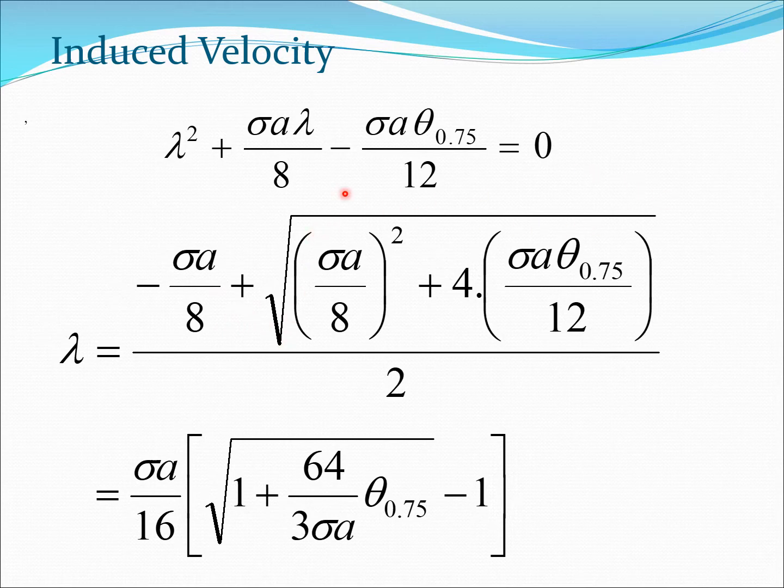So this quantity which is inside the square root sign is larger than this quantity here because all these are typically positive values. So I get this expression here. So we have related lambda to theta 0.75, sigma, and A.